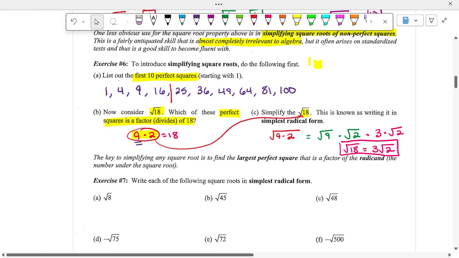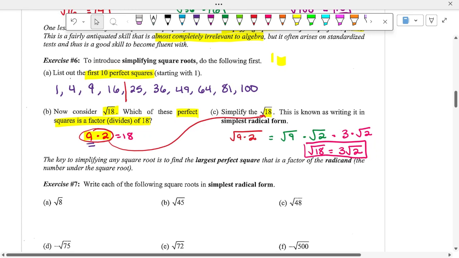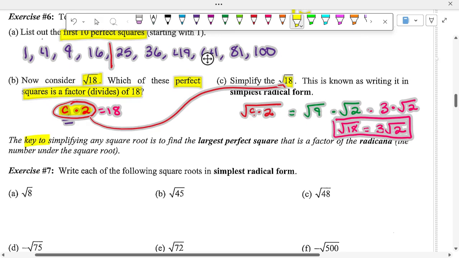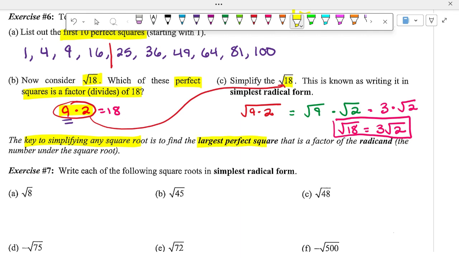So simplifying radicals is relatively easy. The key to simplifying any square root is to find the largest perfect square that is a factor of the radicand. A little vocabulary there: radicand is the number under the square root. So the number under the square root is known as the radicand. You may hear me say that a lot. Then you rewrite it as 2 different square roots and simplify the perfect square.